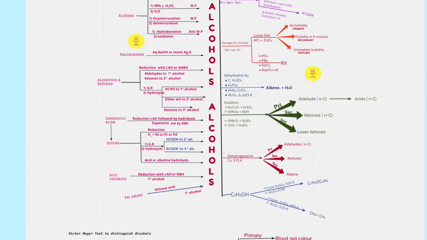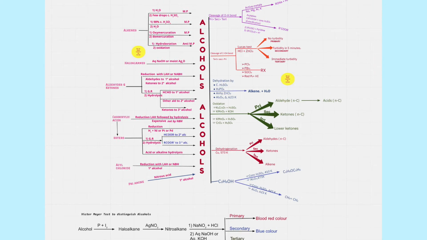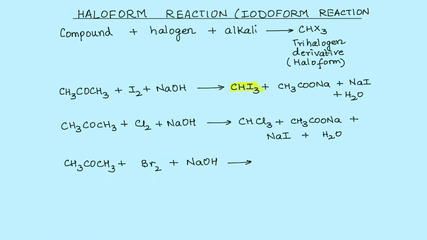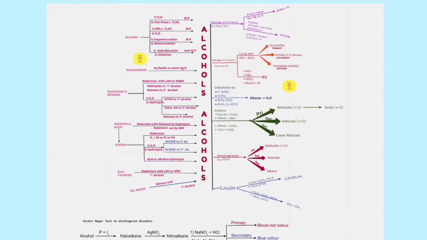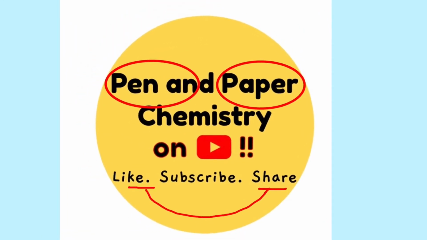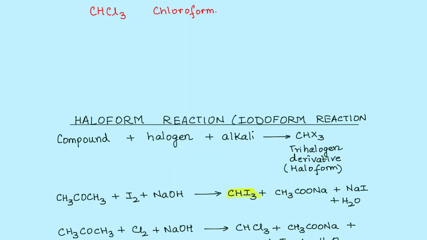I've given you this flowchart regarding the preparation and properties of alcohols, and I hope that you are making full use of it. There's one reaction which I had not mentioned in this chart, and that was the haloform reaction, or more specifically the iodoform reaction, about which we are going to talk today. So please make sure that you have your pen and notebook ready so that you can take down notes for offline reference.